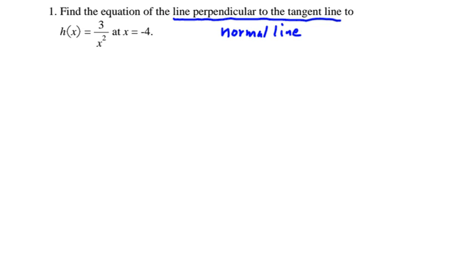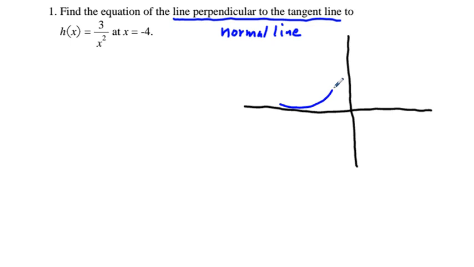And what that looks like is if you take the graph of this function, which I'm going to sketch, okay, the graph of this function is going to look something like this. So at x equals -4, we're going to have a tangent line, which I'm going to put in green here. And the normal line is going to be the line perpendicular that I'm now drawing in purple.